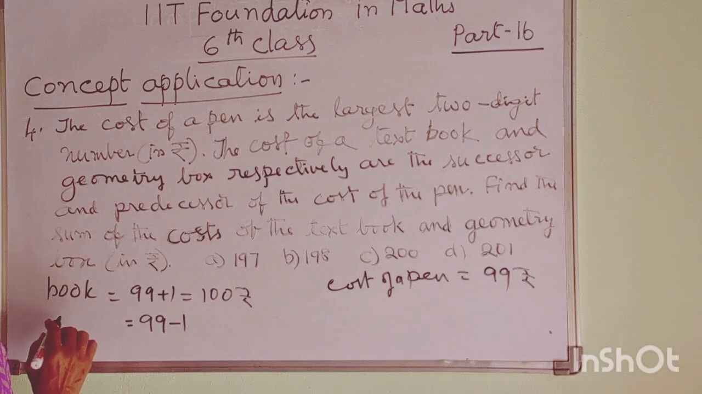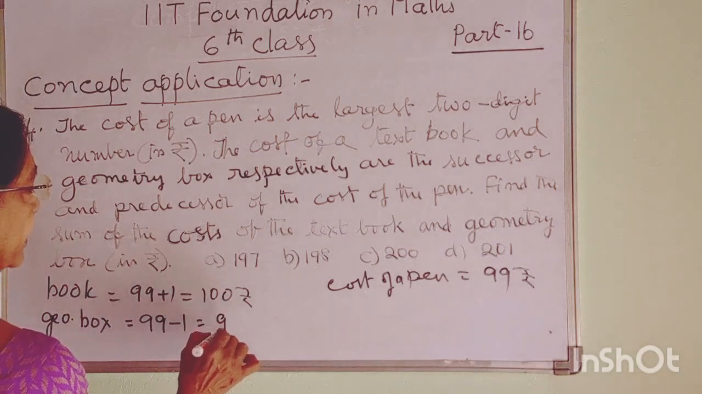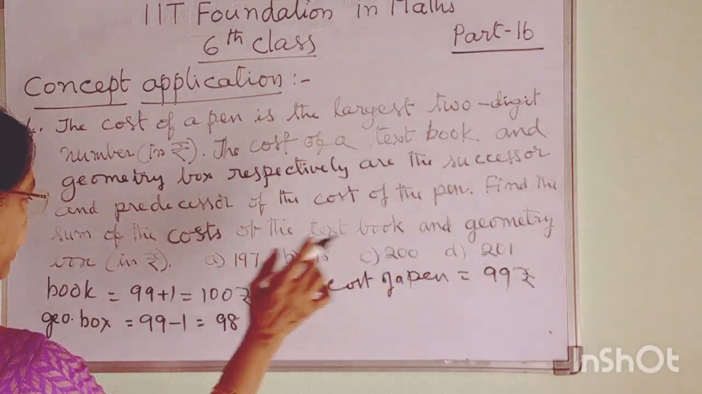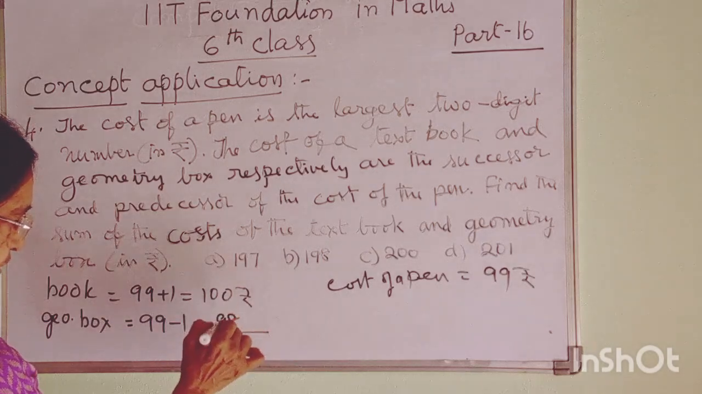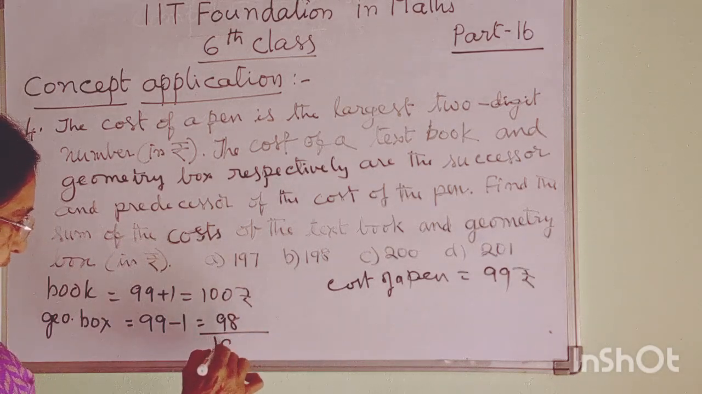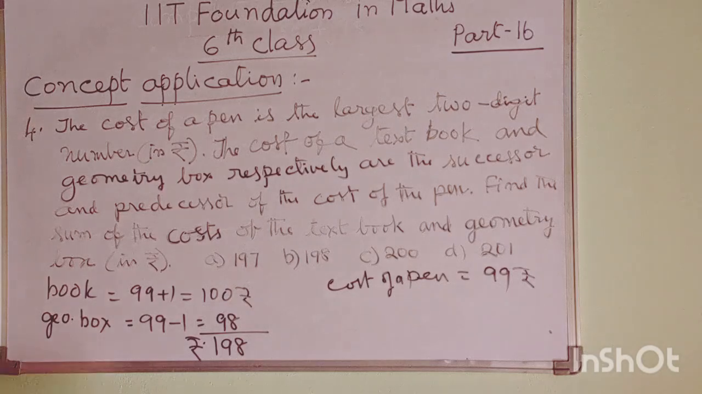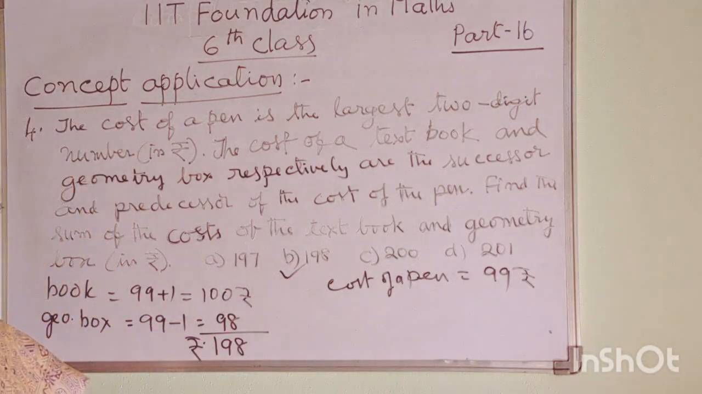So the cost of the geometry box is equal to the predecessor of the cost of the pen, that is 99 minus 1, 98. Therefore the sum of the cost of the textbook and geometry box, the sum of these two, is 100 plus 98, 198 rupees. So 198 rupees, option B is correct.